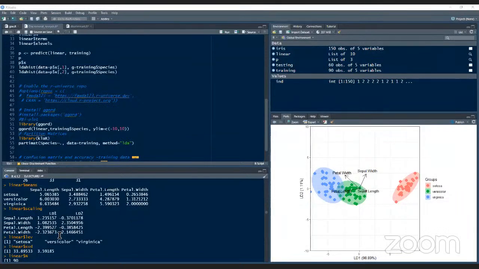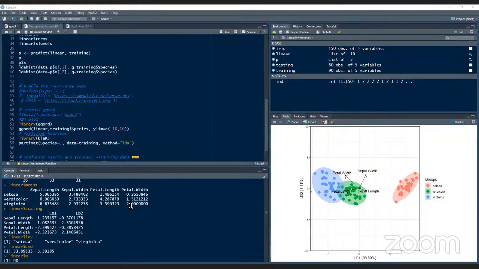So likewise, if we run for LD2, here it is a clear-cut demarcation. If the score is more than 5, it will go to setosa. If the score is near about 1, 2, to -3, it is versicolor, and after -3 down to -10, it will be virginica.